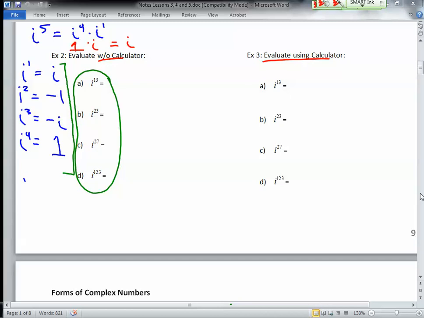I just start with I to the 1st, and I count all the way up to 13, and I cycle through. So I to the 1st, 2nd, 3rd, 4th, 5th, 6th, 7th, 8th, 9th, 10th, 11th, 12th, 13th. And I end at I to the 1st, right? So I would say that that would be equal to I, because I to the 1st is equal to I.